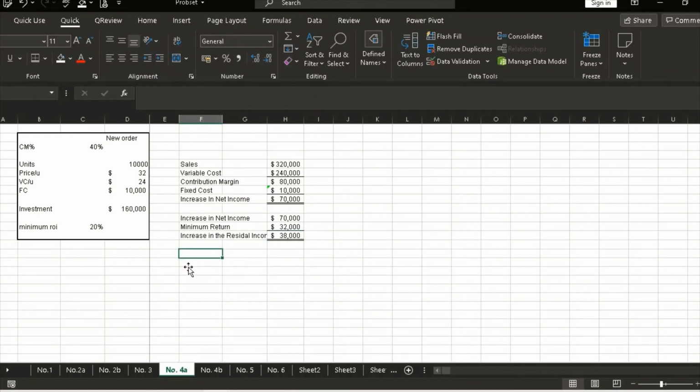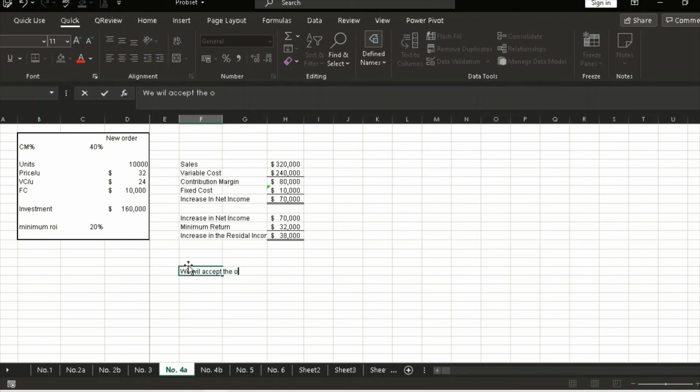Based on our computation, we will accept the offer since it will increase our residual income by $38,000.